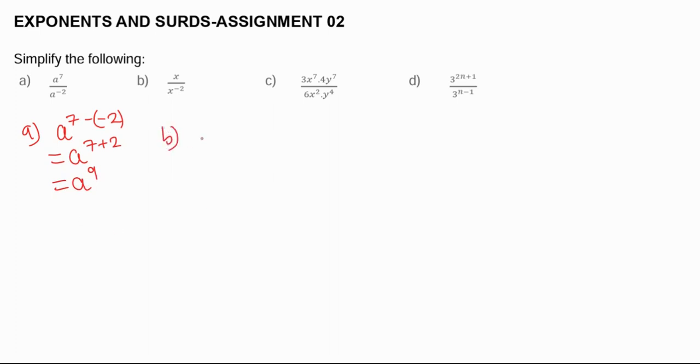Then b, this is like x to the power 1, so it's going to be x to the power 1 minus negative 2. So it becomes x to the power 1 plus 2, which is x to the power 3.